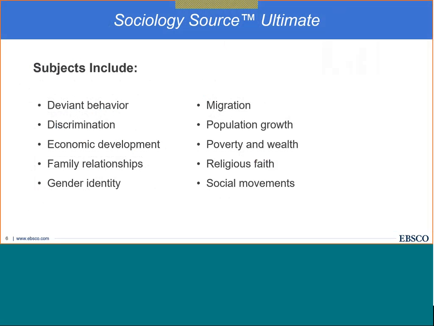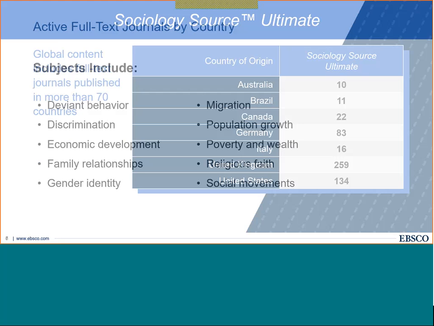I mentioned some of these subjects. These are the main subjects, and of course we can get much deeper into specific subjects. But the overview of subjects we can define as deviant behavior, discrimination, economic development, family relationships, gender identity, as well as migration, population growth, poverty and health, wealth, religious faith, and social movements. So this is the coverage of the subject.